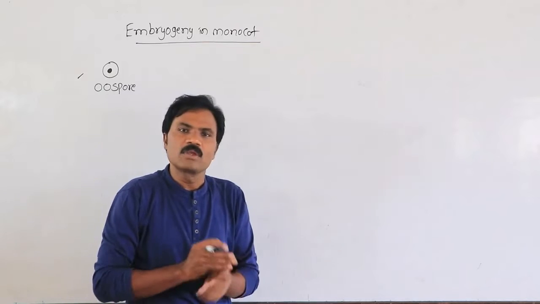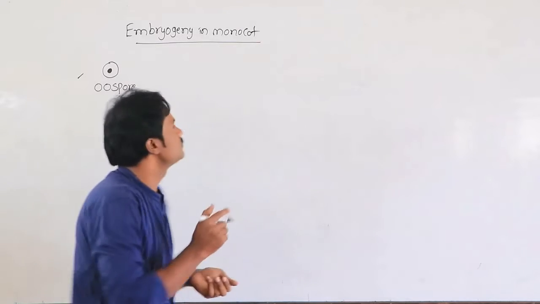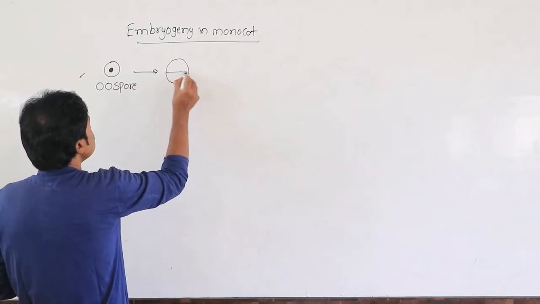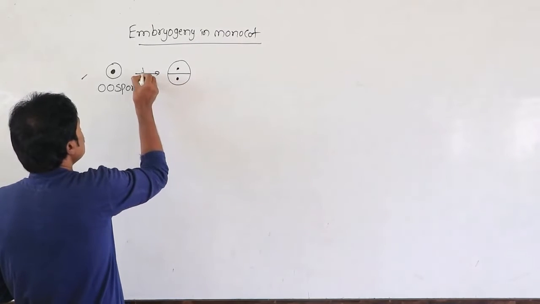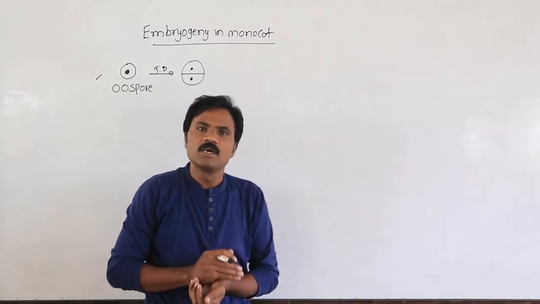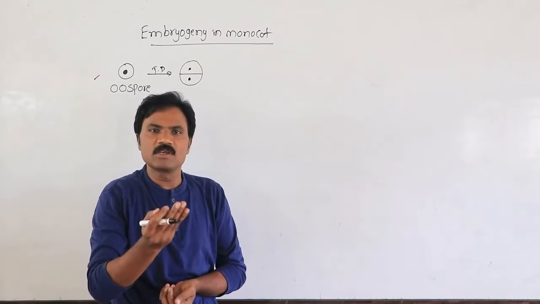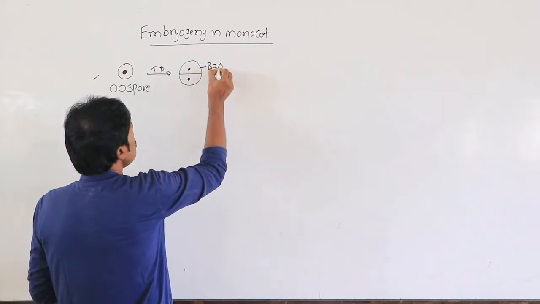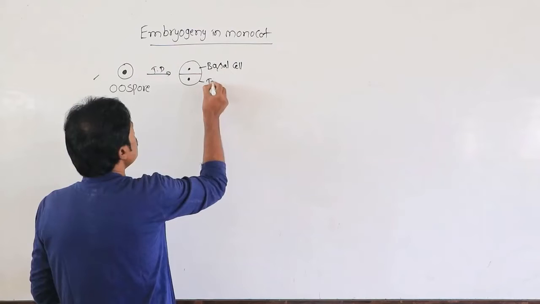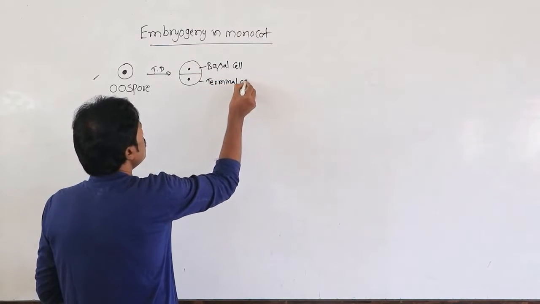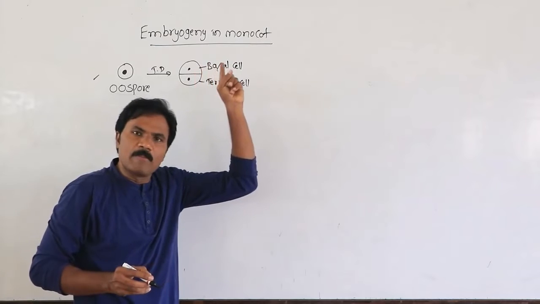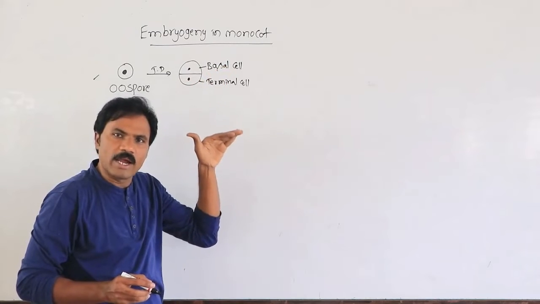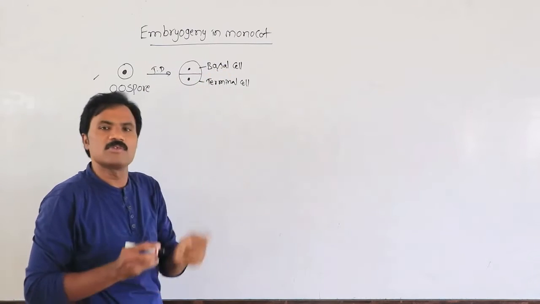This oospore divides transversely. Then it forms two cells. By transverse division, it forms two cells. One is the basal cell, another one is the terminal cell. Towards the micropylar region there is the basal cell. Towards the chalaza or antipodal region, that is the terminal cell.